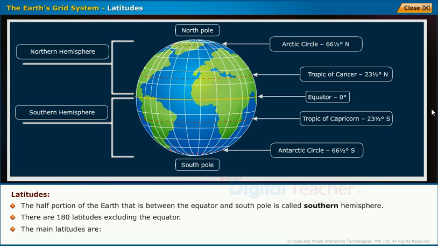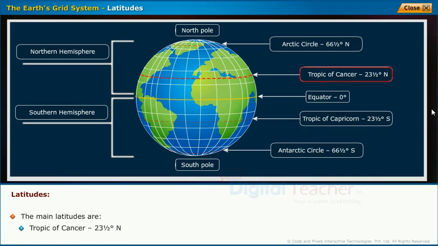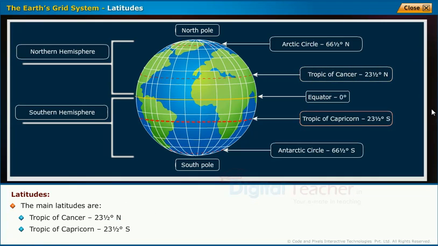The main latitudes are: Tropic of Cancer, 23.5 degrees north. Tropic of Capricorn, 23.5 degrees south. Arctic Circle, 66.5 degrees north. Antarctic Circle, 66.5 degrees south.